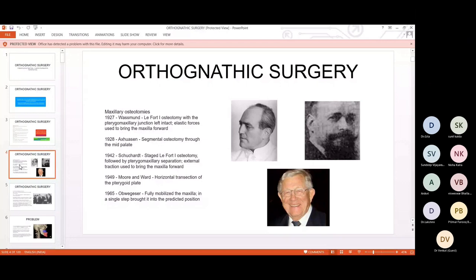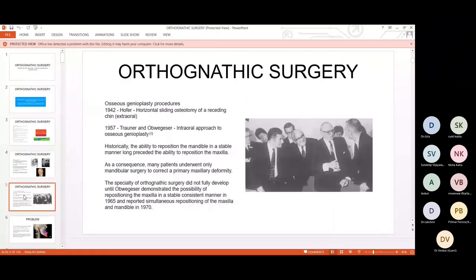This is an interesting slide in which you can see, on the right extreme, Paul Tessier presenting the paper of his craniofacial series and asking all these great eminent maxillofacial surgeons and other plastic surgeons. Obwegeser is right on the extreme corner here. So he's asking whether he should really continue with this craniofacial surgery or not.